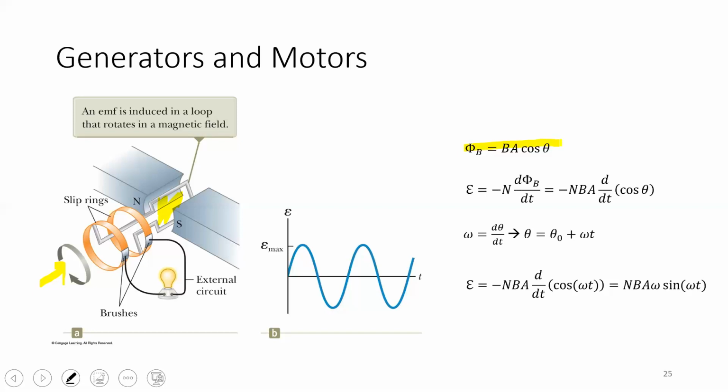In this case, it's negative NBA because the area of the coil is not changing, the magnetic field is not changing, it's just the angle that's changing. So we take the time derivative of cosine theta. We want to know how fast theta is changing. If you remember your angular velocity equation, your angular velocity is just how many radians per second. How fast are you going around in a circle?